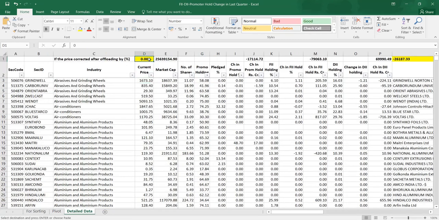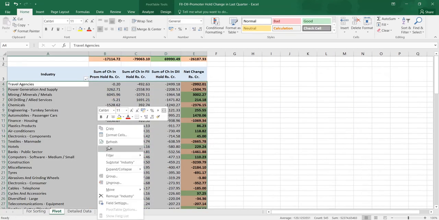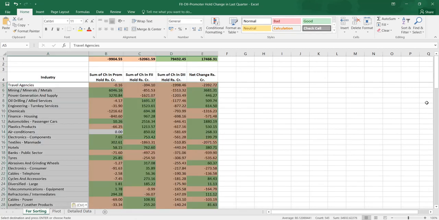So if a 20% correction is added, then how much money has come, you can refresh it, copy it, and paste it. So the figures will keep changing.